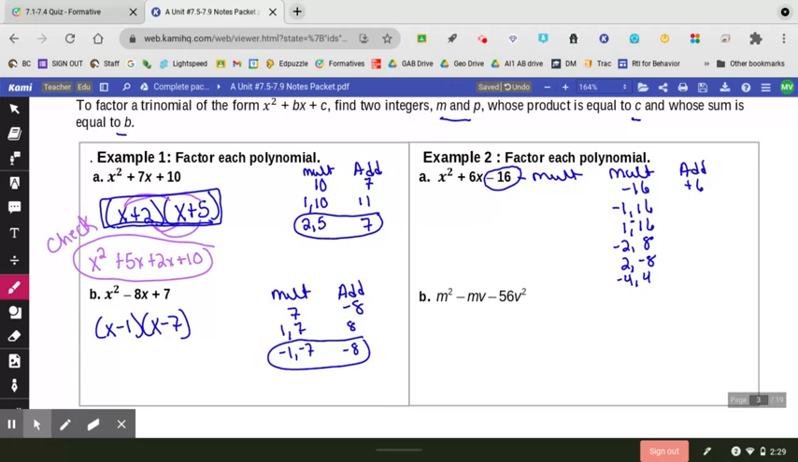So now we are looking for what they add to. So if we do negative 1 plus 16, we get 15. 1 plus negative 16 is negative 15. Negative 2 plus 8 is positive 6. 2 plus negative 8 is negative 6. And negative 4 and 4 is 0. So our winning pair is the negative 2 and positive 8. So that's x minus 2 times x plus 8.